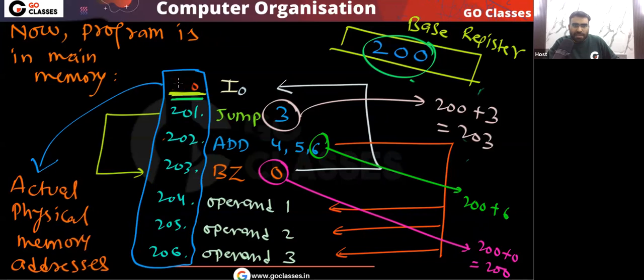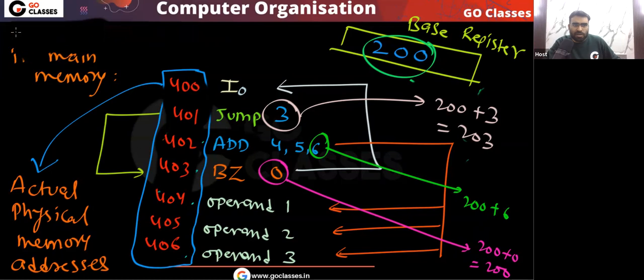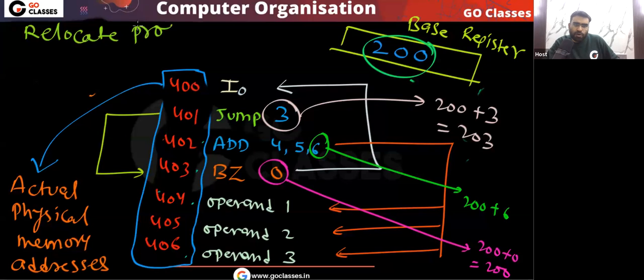Tell me at which address I should relocate. You can relocate at any address. Let me relocate at 400. No problem. I'm relocating at 400. Now we have relocated the program at memory address 400.